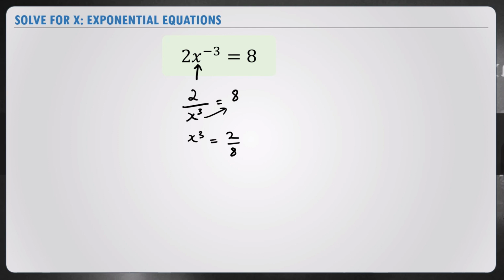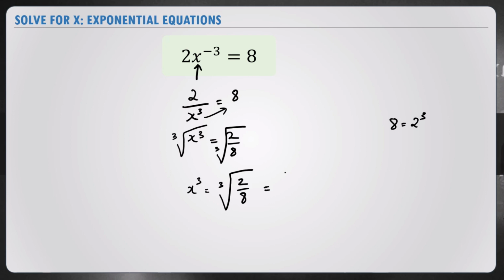Now, to solve for the cube root, I do not want to simplify 2 over 8 because I know that 8 is equal to 2 cubed. It will be easier to work with that. I can find the cube root here and the cube root here. That gives me x is equal to the cube root of 2 over 8.